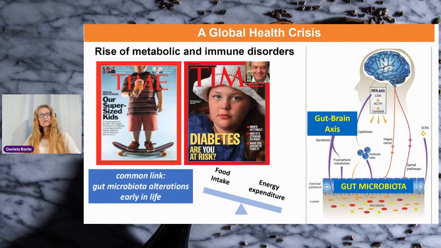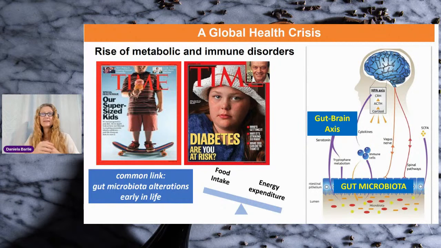But actually the picture is a little more complicated. With advances in studying the gut microbiota, which is the collection of trillions of bacteria that we harbor in our intestine, we and many scientists internationally discovered a link between this type of metabolic disease and alterations in the microbiota early in life. Think C-section, think early antibiotics intervention, think incorrect diets.